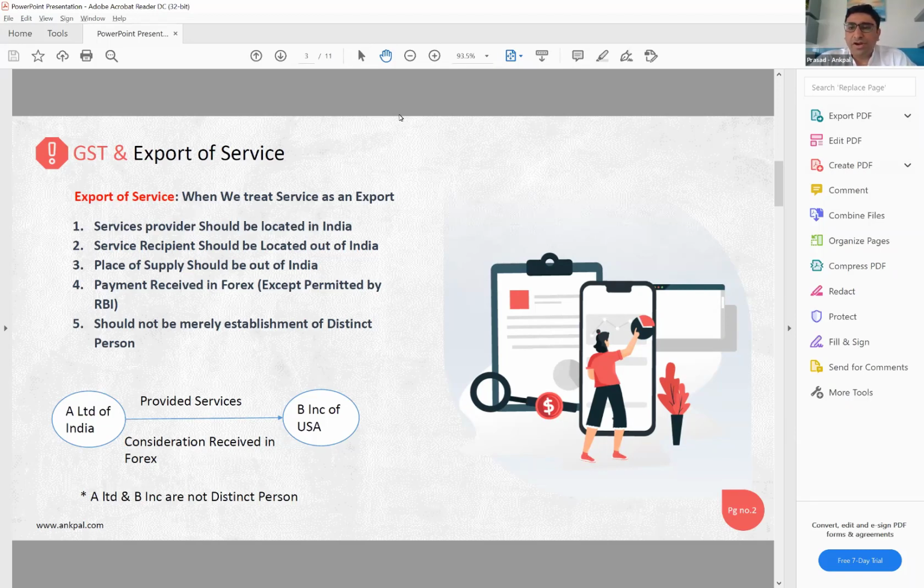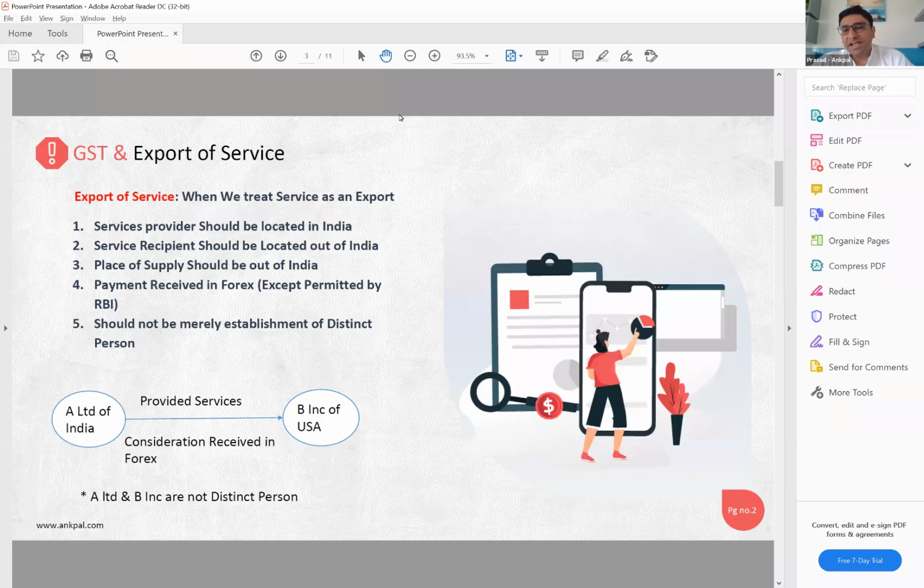This is a very important point to understand. What it means to say that it is not merely an establishment of a distinct person is that it is not merely a branch to branch transaction. It is between two separate persons, right? So, for example, if A is having his own branch company in a foreign country, right? The company is a different thing, but his own branch is there. Then in that case, it would not be treated as an export of services, right? So this will not be treated as an export of services. Kindly note this. This is very important to understand here.